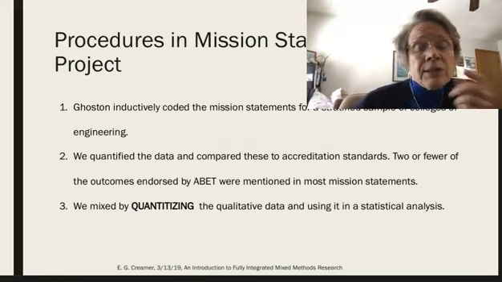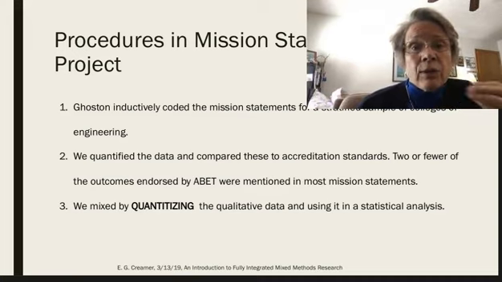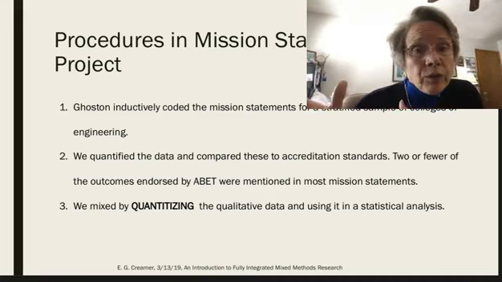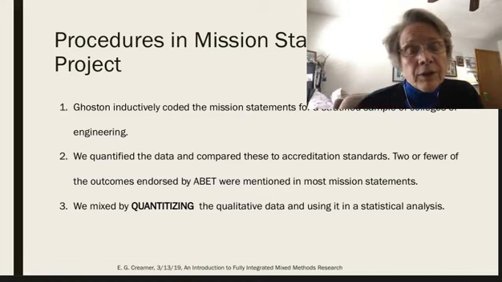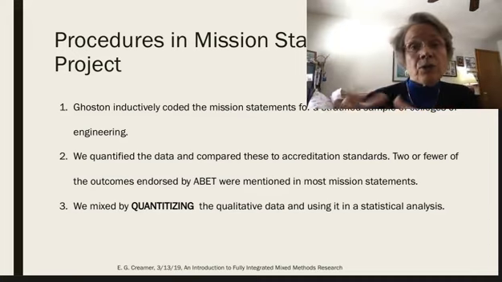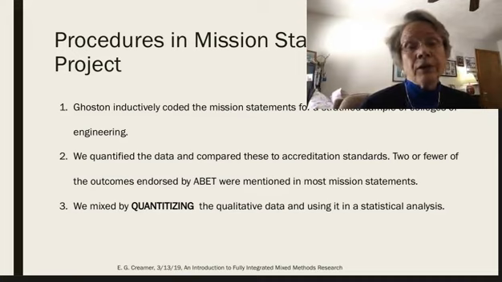For analyzing the mission statements, Michelle Ghostin carried the majority of the weight. We analyzed 48 mission statements in this stratified sample, and we used an open coding approach. We could have used a combination of deductive and inductive, but we used a pure inductive approach and inductively coded those mission statements. We then compared the inductive codes to what could have been a deductive code, which are the values and goals endorsed by ABET, the accrediting agency for colleges of engineering.